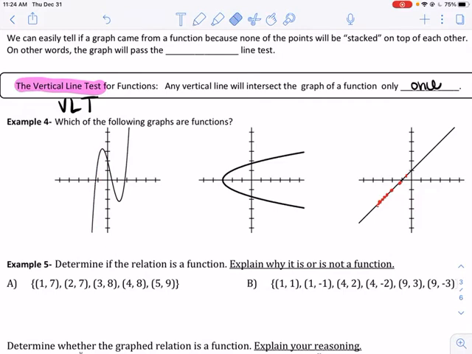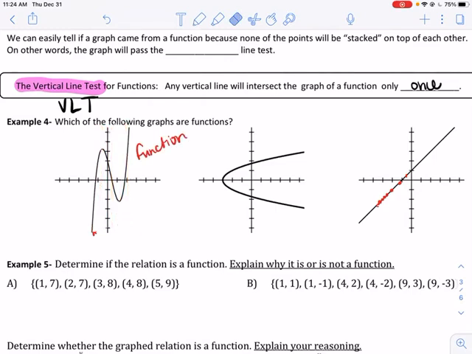Okay, we look at this graph and we're going to draw a vertical line. This one looks like it crosses more than once, but see how this line is curvy? If I could draw a perfectly thin vertical line, it would just touch that one point right there. And then this guy, only one. This guy, only one. This guy, only one. So this one is a function.